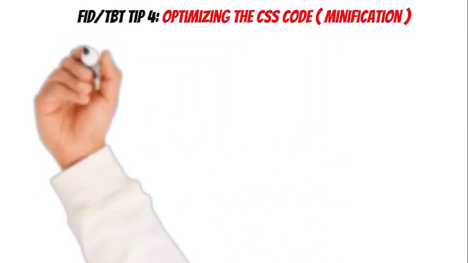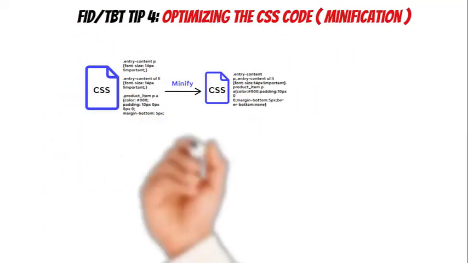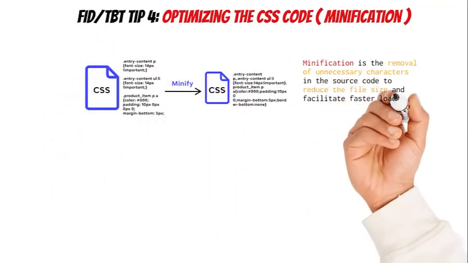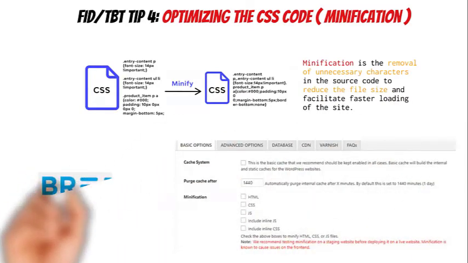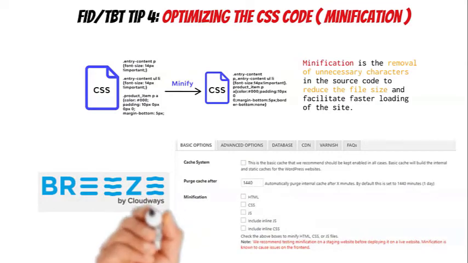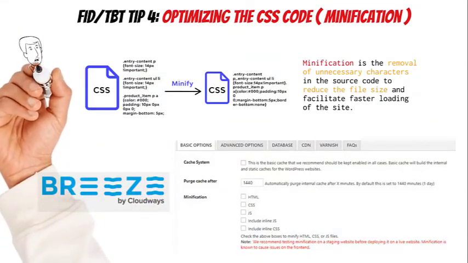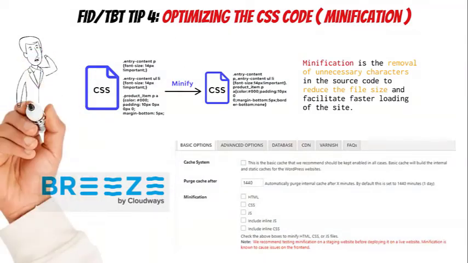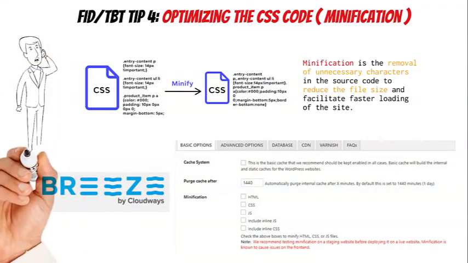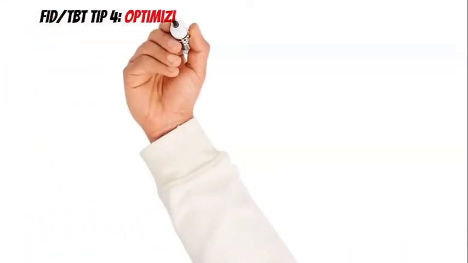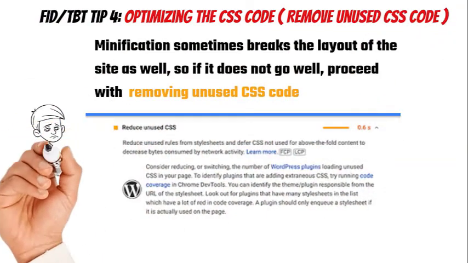Tip number 4. Optimizing your CSS code. Optimizing CSS code is doable by minifying it. If it is not hurting the site's layout, minification will help in reducing the size of the CSS so it will load quickly. Plus, you can use the remove unused CSS code technique as well. To learn how to remove unused CSS code, please go to the link in the description.